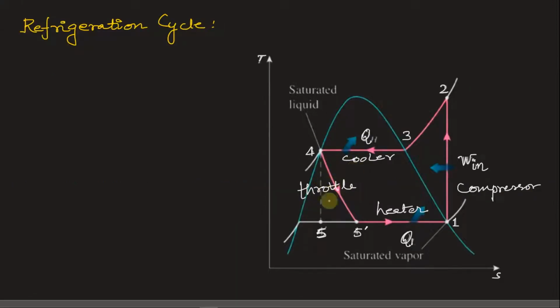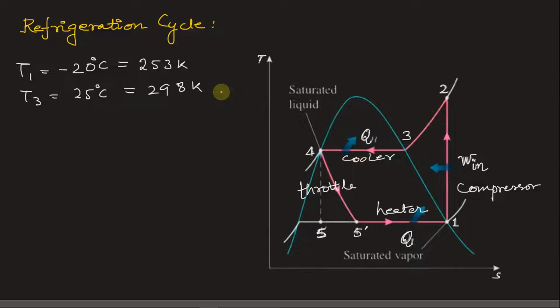So this figure represents the TS diagram of vapor compression refrigeration cycle. Okay, all the values are given to us. T1 is -20 degrees Celsius, which is equal to 253 Kelvin. T3 is 25 degrees Celsius, so this will be equal to 298 Kelvin. We are just adding 273.